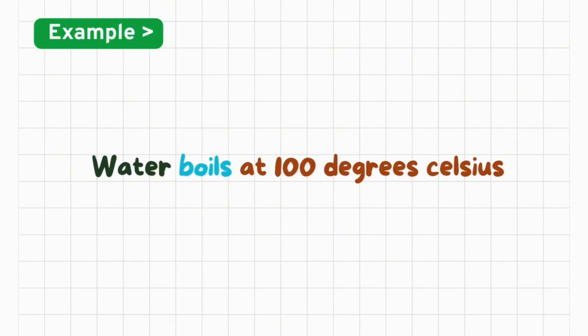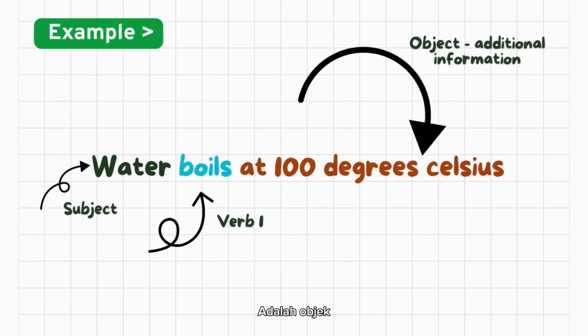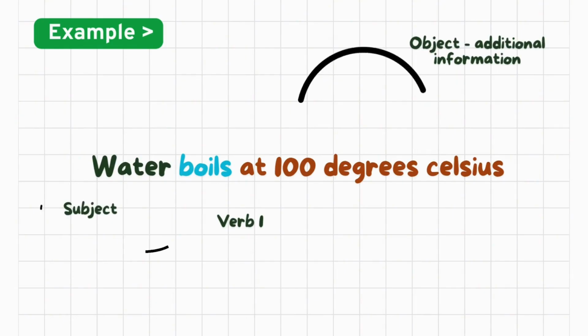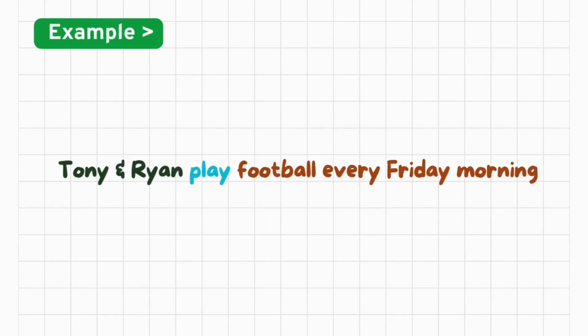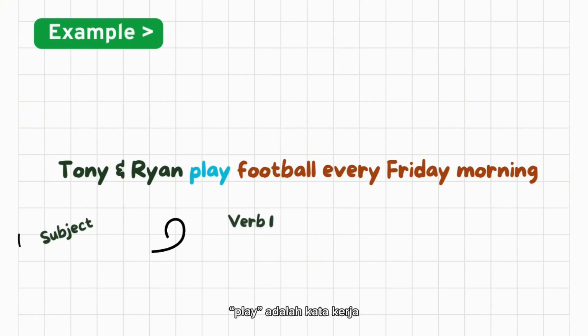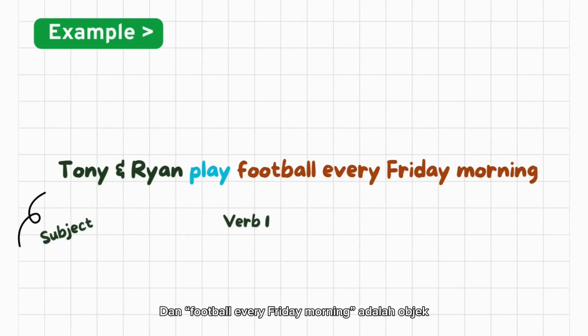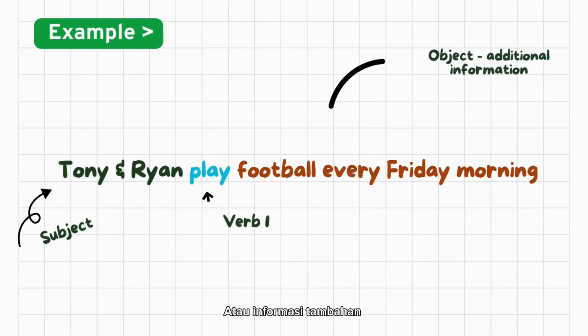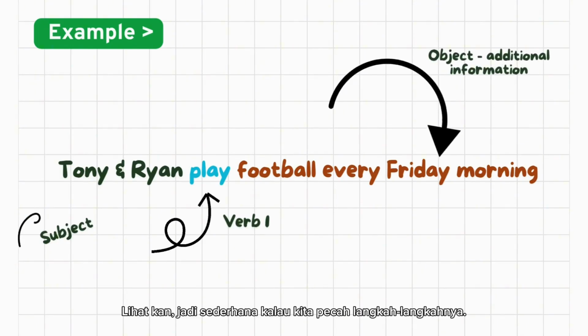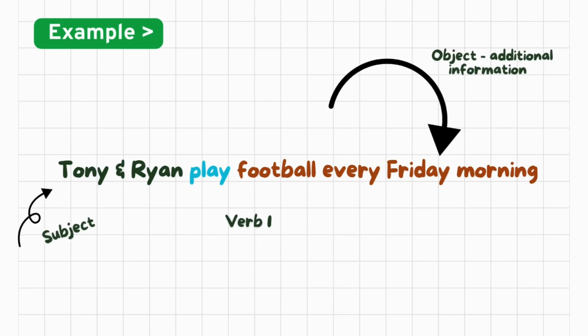In this sentence, water is the subject, boils is the verb, and at 100 degrees Celsius is the object or additional information. Let's try one more. Tony and Ryan play football every Friday morning. Here again, Tony and Ryan is the subject, play is the verb, and football every Friday morning is the object or additional information. See? It's simple when you break it down.